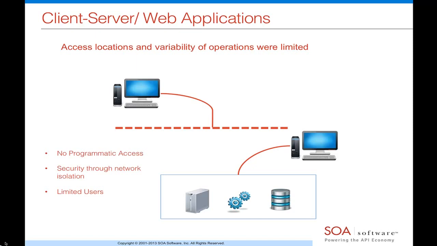Also, there was network isolation. Most of these were primarily within the intranet, or if available outside the intranet, outside the firewall, it was primarily through VPN. And there were a limited number of users, restricted to essentially employees within the firewall or outside the firewall.